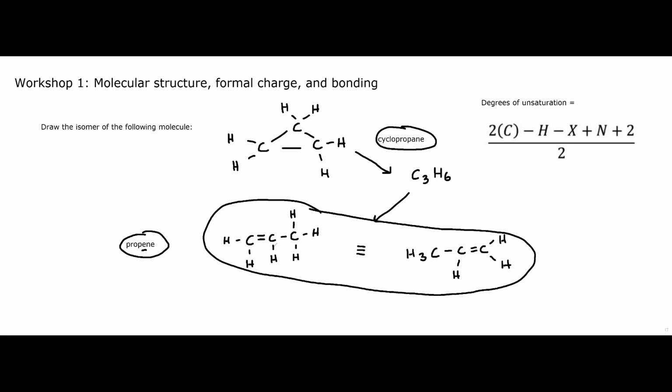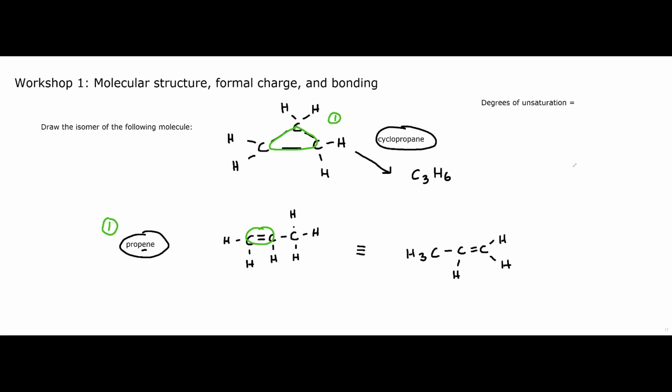Well, if we look back at this example, it's either a double bond, let's go with green here, or a ring system. So if you have some sort of ring or if you have some sort of double bond, then you have a degree of unsaturation. So propene has 1 degree of unsaturation. Cyclopropane has 1 degree of unsaturation.